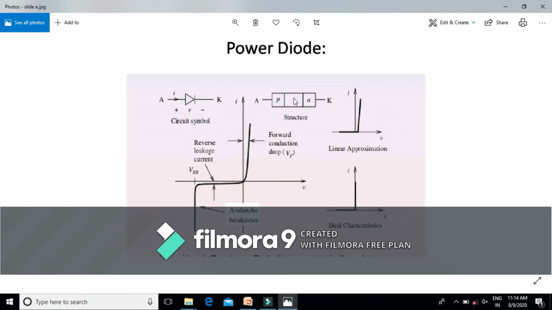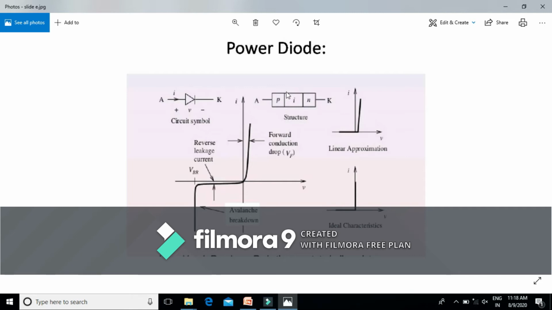Because of this N negative layer, there will be one depletion layer across this P positive and this inner layer, that is P positive N negative. The junction formed here is the P positive N negative junction, and the main function of this N negative layer is to absorb the depletion layer of the reverse biased P positive N negative junction, or we can say junction J1.